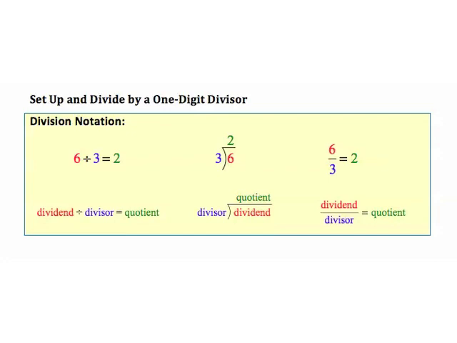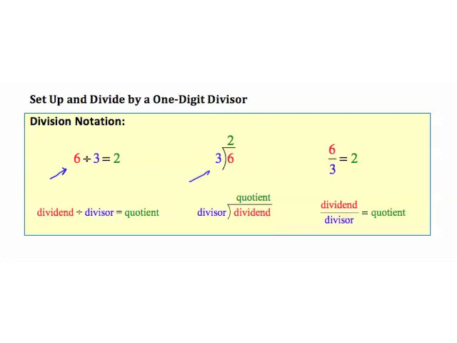I have the division problem 6 divided by 3 equals 2, set up into 3 different forms that we're going to use for division. The first form is the traditional one that most folks are used to. 6 divided by 3 equals 2. 6 is the dividend, 3 is the divisor, and 2 is the quotient.